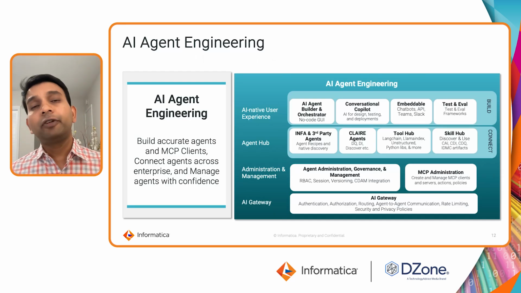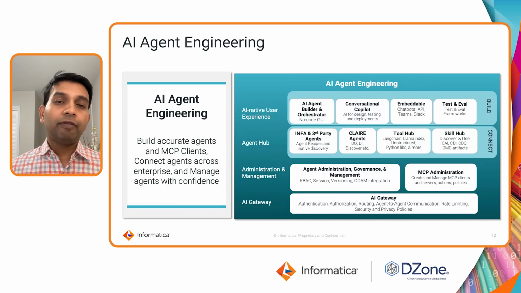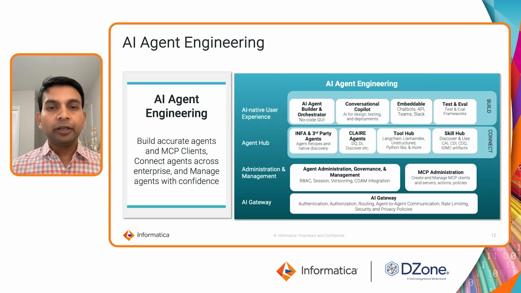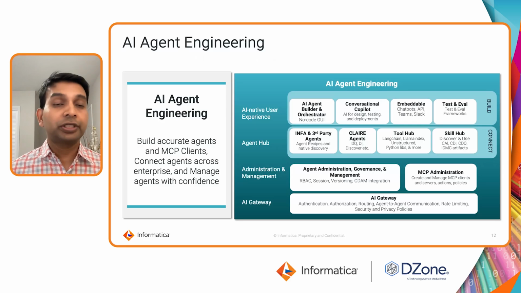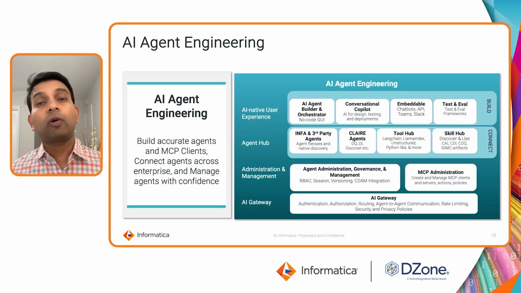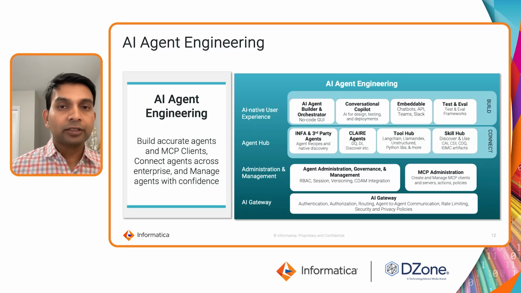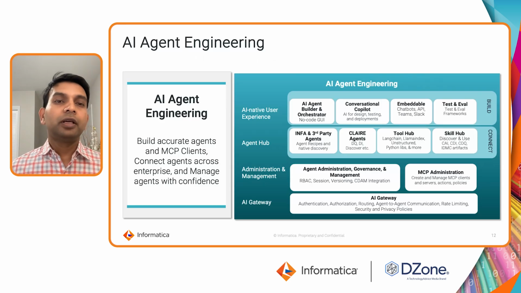And most importantly, we also have something called a skill hub, where you can turn your existing Informatica assets, whether it's application integration workflows, data integration mappings, data quality rules, MDM artifacts, or apps, you can reuse them to make your AI agents more accurate.